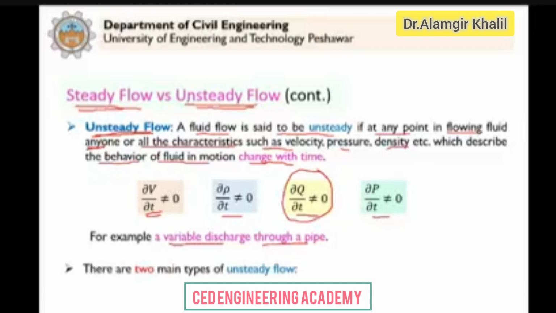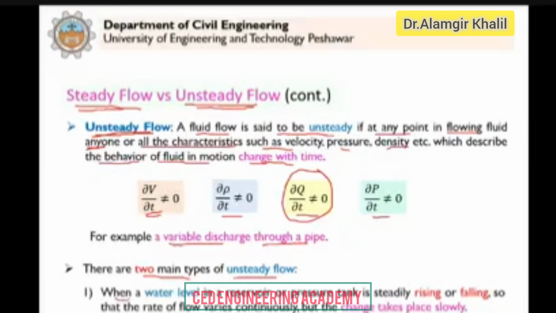So now that we are going to study unsteady flow problems, there are two main types of unsteady flow problems that we are going to discuss in this chapter, because we follow the textbook. The first one is that when the water level in a reservoir or a pressure tank is steadily rising or falling, so that the rate of flow varies continuously, but the change takes place slowly. This is one type of problem.